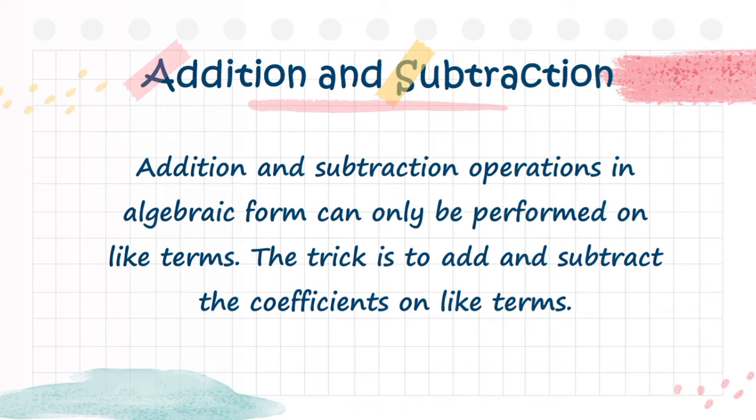Addition and subtraction operations in algebraic form can only be performed on like terms. The trick is to add and subtract the coefficients on like terms. Example: 3x plus 2x plus 7x.